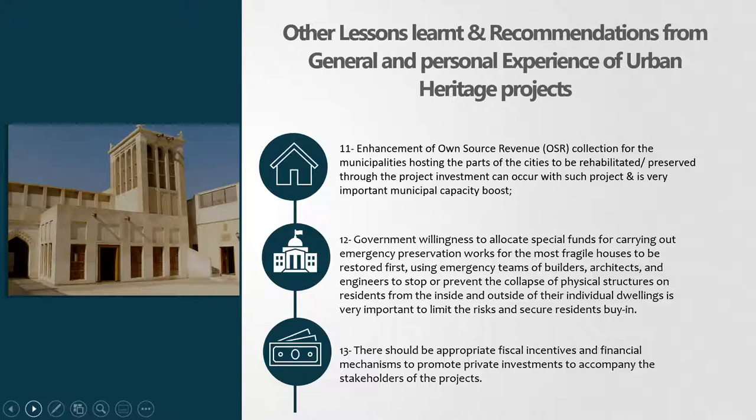Government willingness to allocate special funds for carrying out emergency preservation works for the most fragile houses to be restored first, using emergency teams of builders, architects, and engineers to stop or prevent the collapse of physical structures on the residents from the inside and outside of these individual dwellings, is very important to limit the risk and secure residents' buy-in. And another recommendation is that there should be appropriate fiscal incentives and financial mechanisms to promote private investment to accompany the stakeholders of the project.